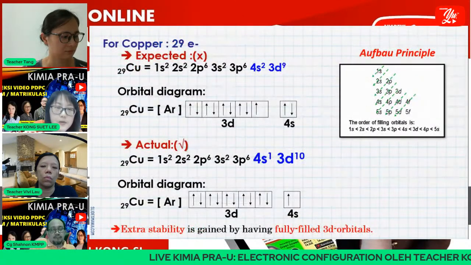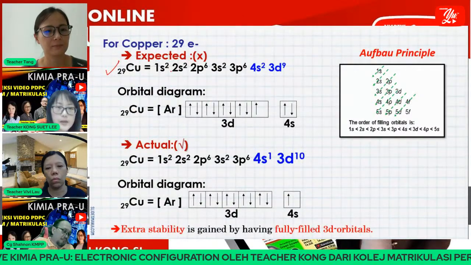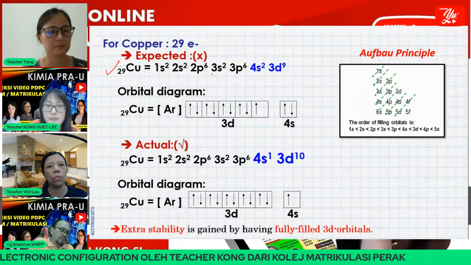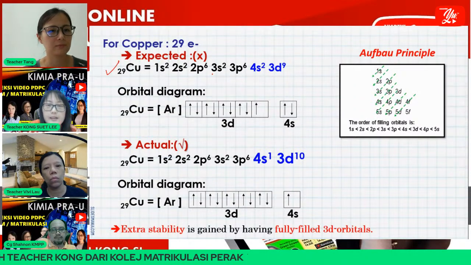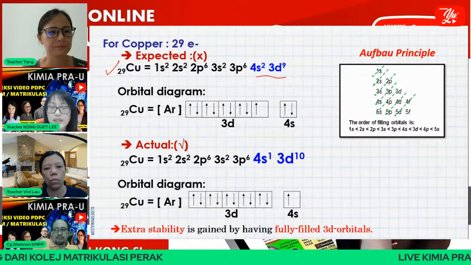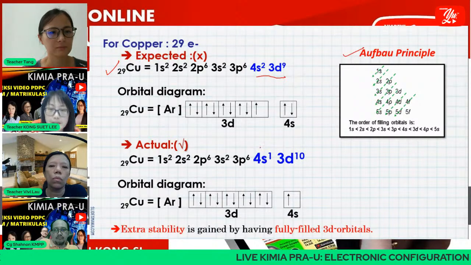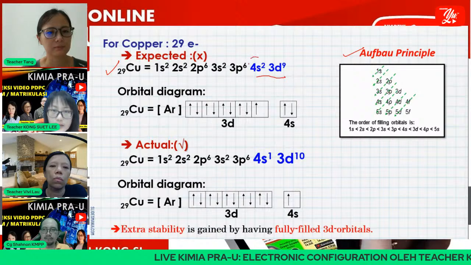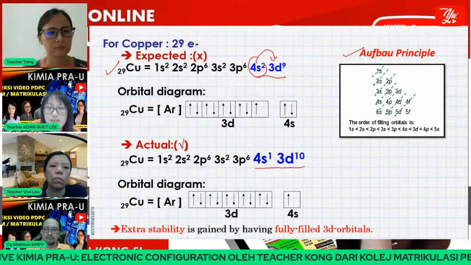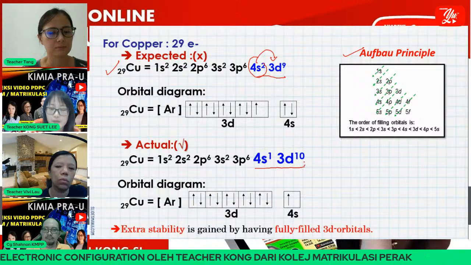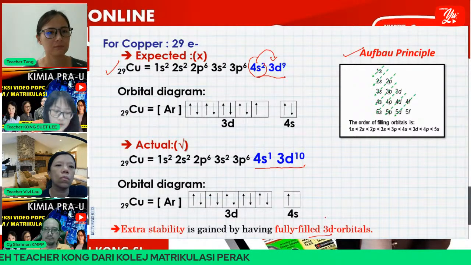So same concept for copper. For the expected one, you can use either spdf notation or orbital diagram if the question didn't mention anything. So it's 4s2, 3d9. This is what is expected according to the Aufbau principle. But the actual one is that one of the electrons from the 4s orbital transfers to 3d, so it becomes 4s1, 3d10, due to the extra stability of the fully filled 3d orbital.